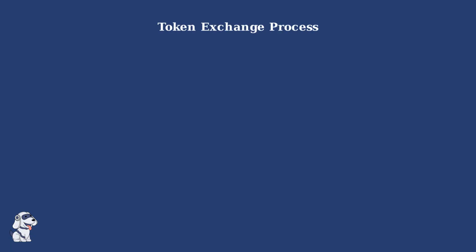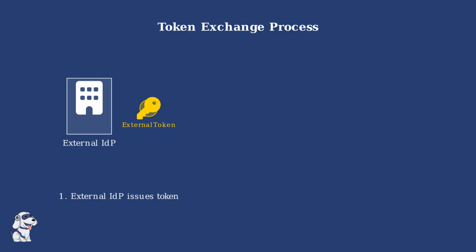The token exchange process enables seamless integration between external identity providers and AWS services through IAM Identity Center. The process begins with an external identity provider, such as a corporate directory service or third-party authentication system, which issues authentication tokens to users or applications.